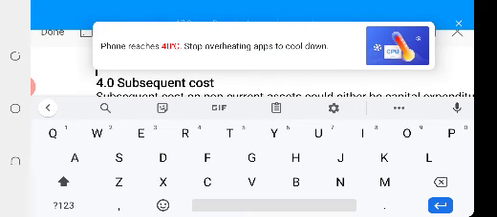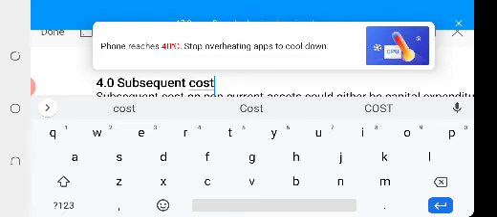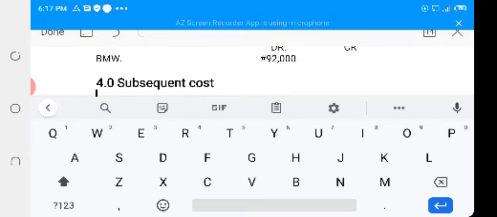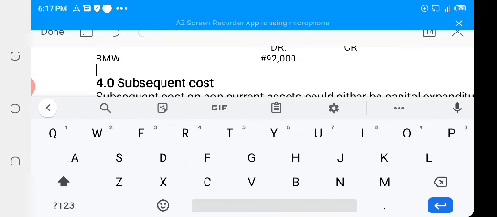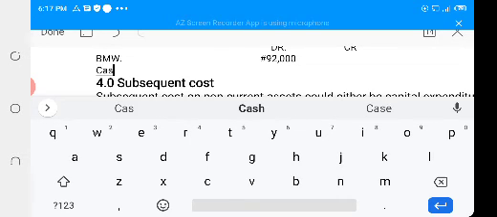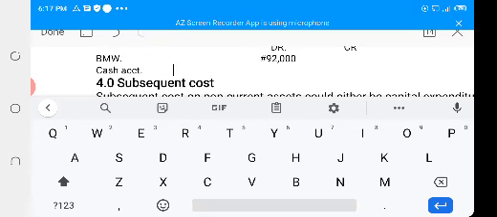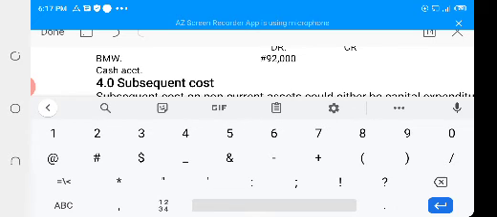They are giving out cash. So for cash, you credit your cash account. How much is the cash? The cash account is 80,000.